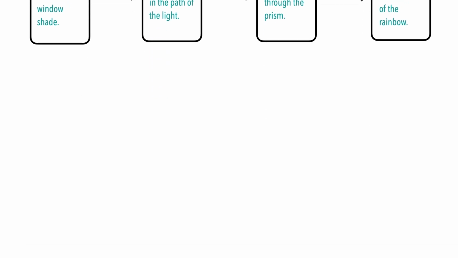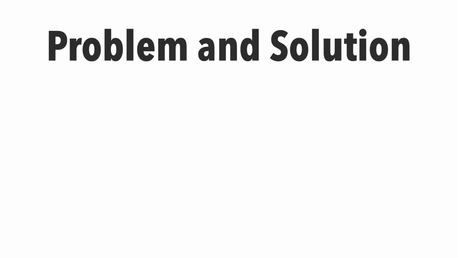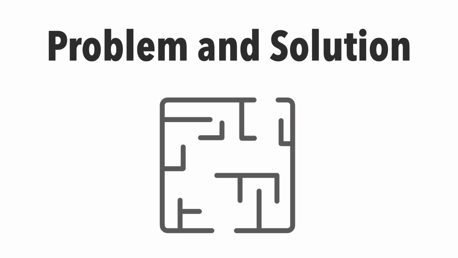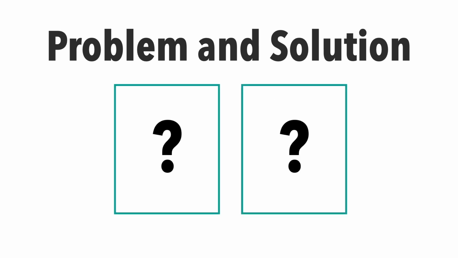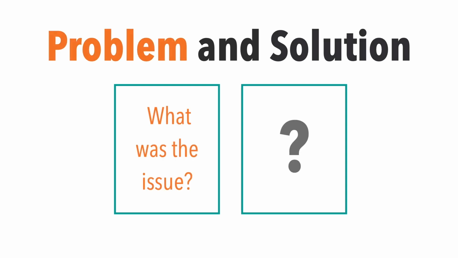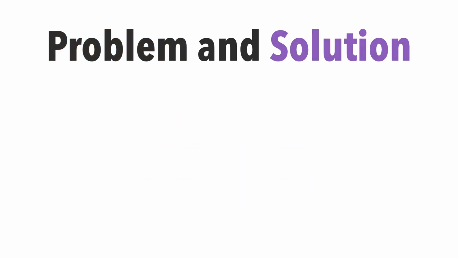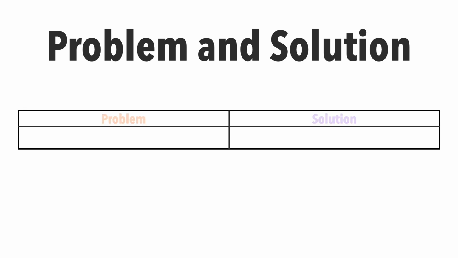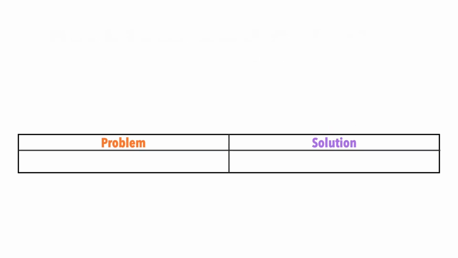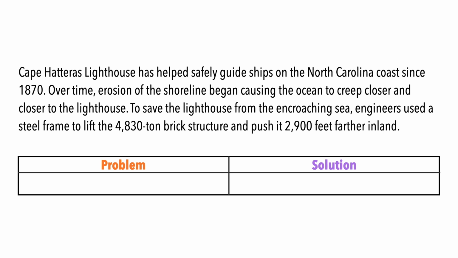Let's keep going with another text structure. In a problem and solution text, the author presents a problem and then explains the ways in which the problem has been solved or could be solved. In this type of text, it's helpful to keep 2 questions in mind. What was the issue, and how was it fixed? It can also help to track any problems and solutions that you notice in a table, like this one. Let's read this text together and see if we can identify any problem-solution relationships.